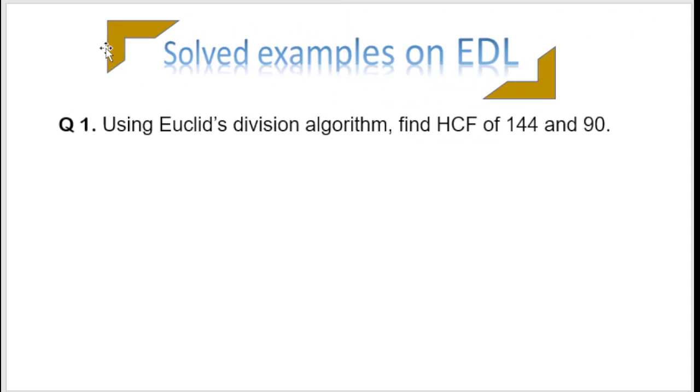Here it is example 1. Using Euclid's division algorithm, find HCF of 144 and 90. So in the exam, for writing the steps quickly, the trick is that we first do this by the continuous division method, which we all know from previous classes to find the HCF. So in the rough work area, we do the calculations by the continuous division method.